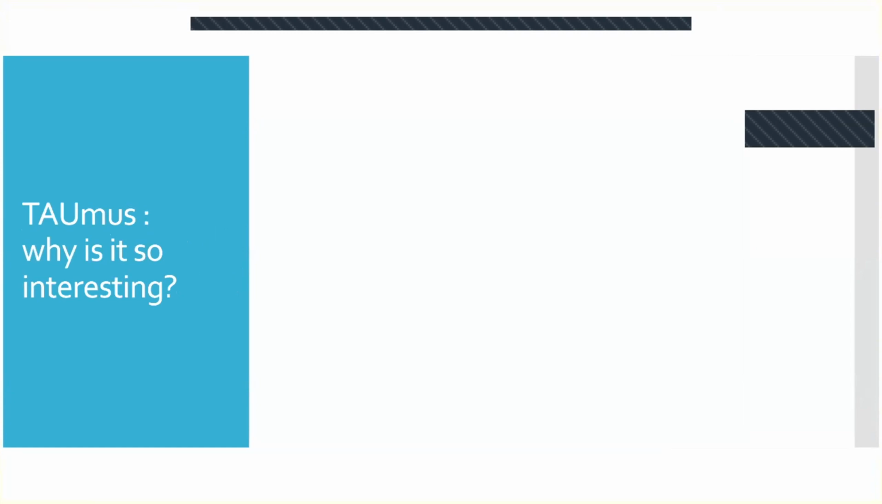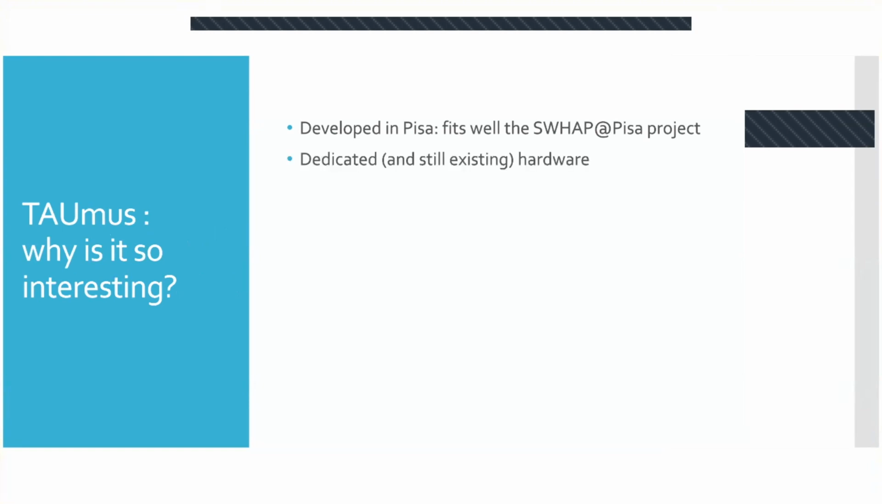However, let's start from the TAUMus project, which was shown before also by Roberto. Why is it so interesting? Because it was developed in Pisa. So it is not only an important piece of software, but also an important piece of this town's history. So we thought of preserving it. It had dedicated hardware, which is preserved at the moment at the Museum of Computer Machinery here in Pisa. And it was quite pioneering work.